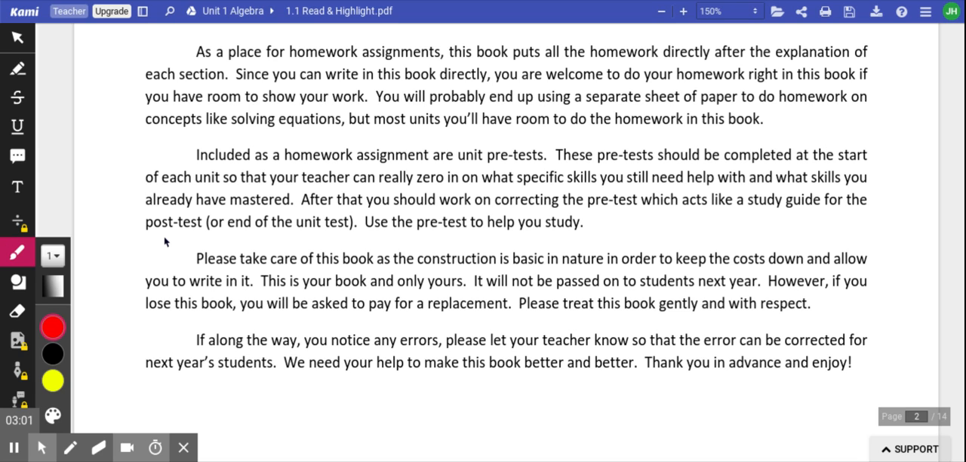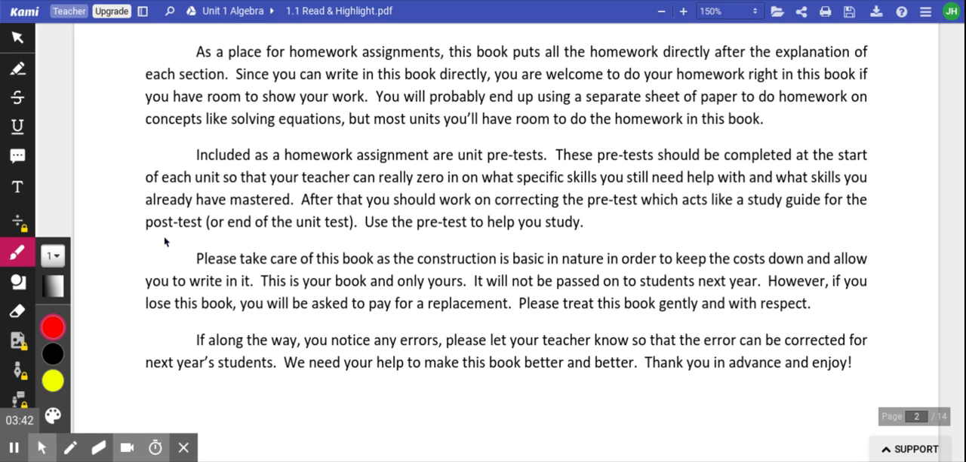Okay, moving on to the next paragraph. Included as a homework assignment are unit pre-tests. These pre-tests should be completed at the start of each unit so that I can really zero in on what specific skills you'll need help with and what skills you already know. Some of the things that we do, you will have already mastered. You guys had a great teacher last year, and every year here at Indian Valley, for that matter. So I know there's going to be a lot of things that we're going to do that you've already done a good bit. After that, you should work on correcting the pretest, which acts like a study guide for the post-test and the end of unit test.